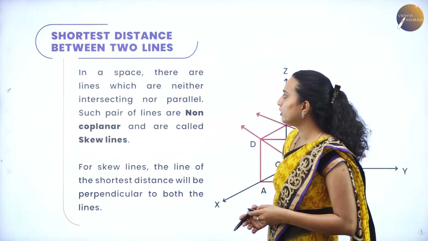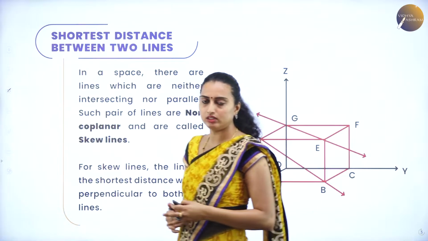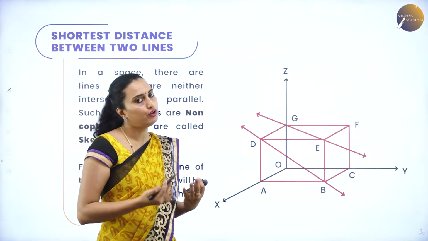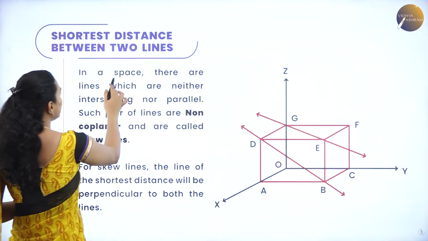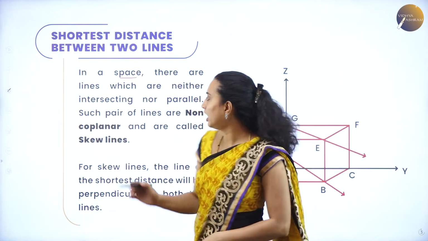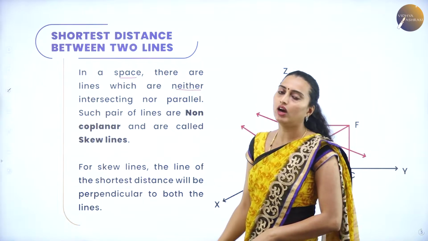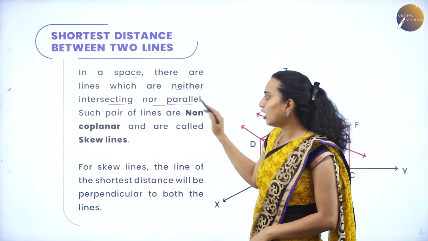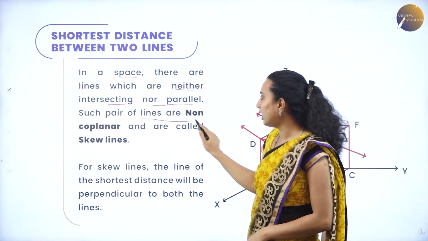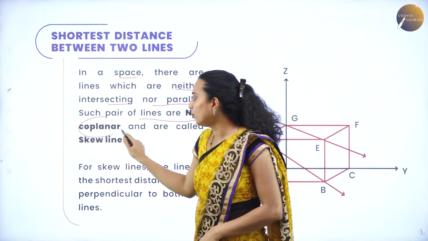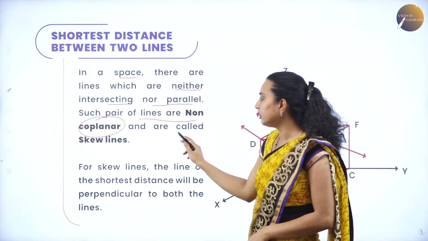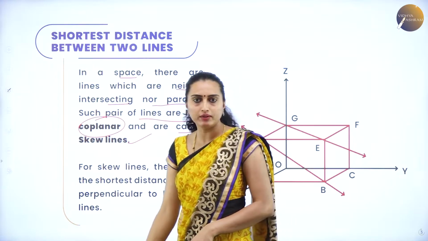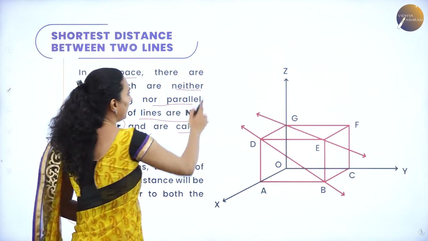Now we'll be moving on to the lines that are neither parallel nor perpendicular. Here in a space, there are lines which are neither parallel nor intersecting each other. See, neither intersecting nor parallel. Such pairs of lines are non-coplanar, and they are known as, as I told you, skew lines. This statement is very important.